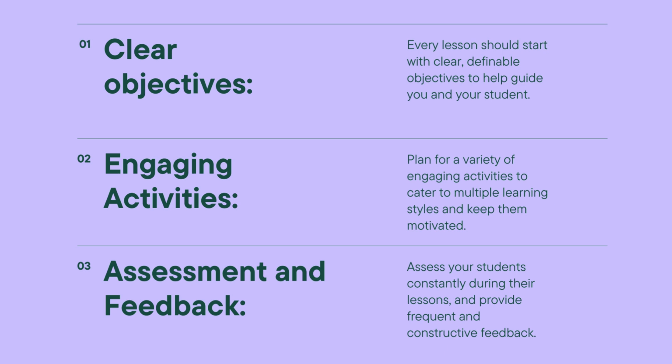Assessment and feedback. Regular assessment and feedback are crucial for tracking progress and identifying areas for improvement. This can be done through informal checks during the lesson, such as asking the student to demonstrate a skill or answer questions, as well as more formal assessments like playing tests or written quizzes if you have the ability to do so. Providing constructive feedback helps students understand their strengths and their areas for growth.